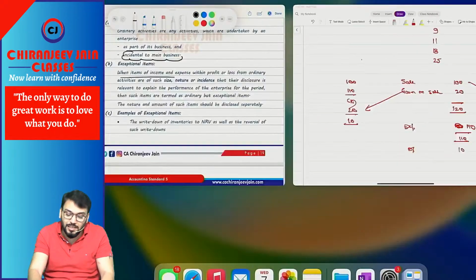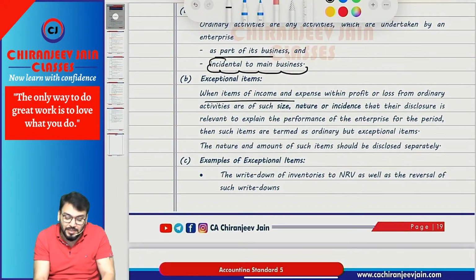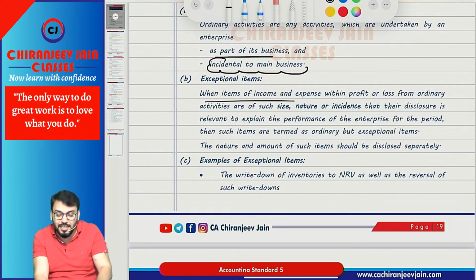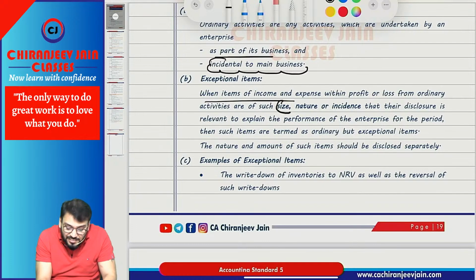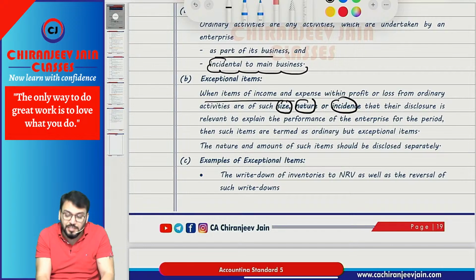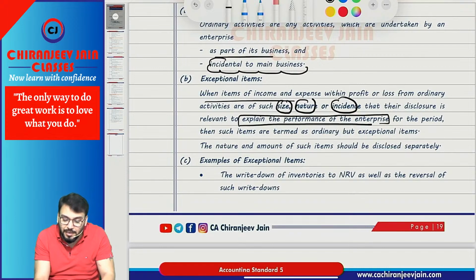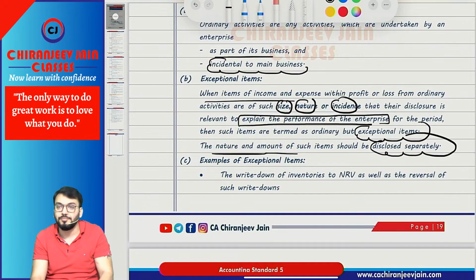item. Understood? So what is the definition? When the items of income and expense within profit or loss from ordinary activities are of such size, nature or incidence that their disclosure is relevant to explain the performance of the entity, then such items will become exceptional items, and the nature and amount of such items should be disclosed separately.